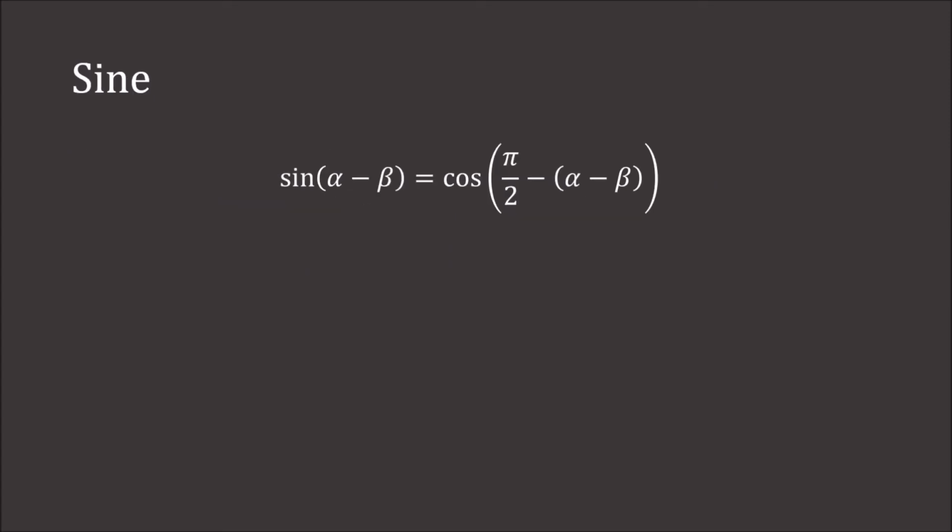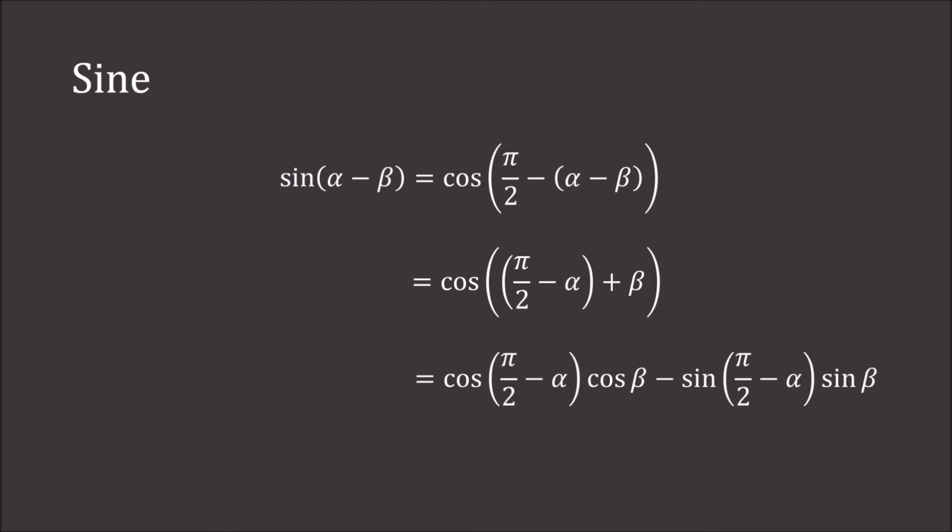Okay, now let's look at the sine function. So we'll begin with sine of alpha minus beta. Using the cofunction identities, we can write this as cosine of pi over 2 minus the angle, so minus that alpha minus beta. Now let's group pi over 2 minus alpha together, and we'll be left with plus beta. We can now use the sum formula for cosine. And now, once again, using cofunction identities, we get this. Cosine of pi over 2 minus alpha is sine of alpha. Sine of pi over 2 minus alpha is cosine of alpha. So this is the difference formula for sine.